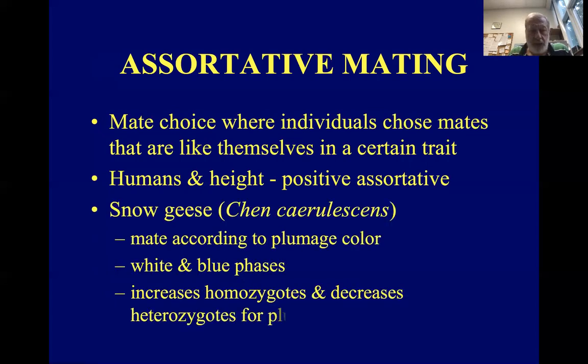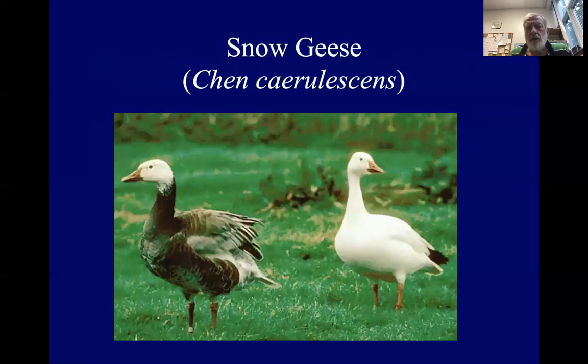Among snow geese, they come in 2 plumage color phases, white and blue, which is really gray. And anyway, they prefer to mate with others of their own plumage color. And so what this does is increases the homozygous genotypes and decreases heterozygotes for plumage color loci. So here are the 2 color morphs of the snow geese, Chen caerulescens, the white form, and the gray or blue form. And again, the white ones prefer to mate with the white ones, blue ones with the blue ones.